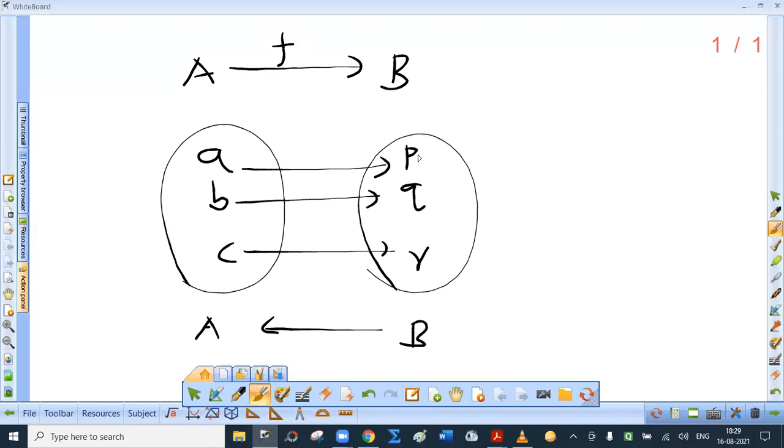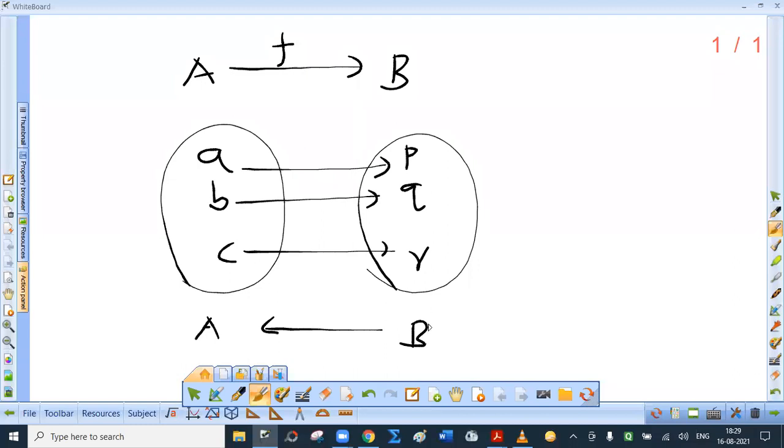Onto means this is the codomain. Set B is called the codomain. Codomain is nothing but the set of all images, that is, the range of the function. Okay, so what is the speciality of this 1-1 onto? That is an injective and surjective function.